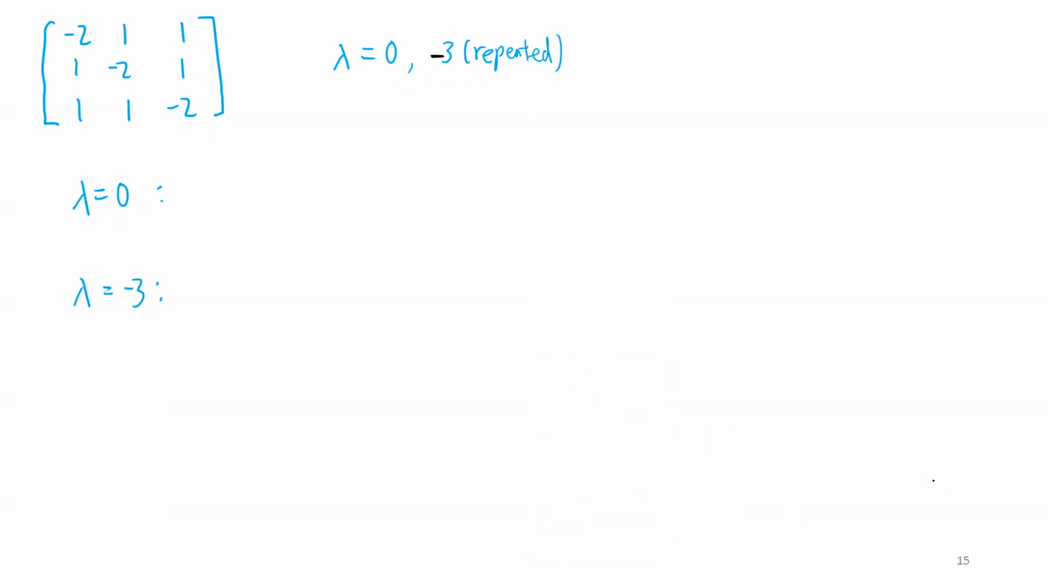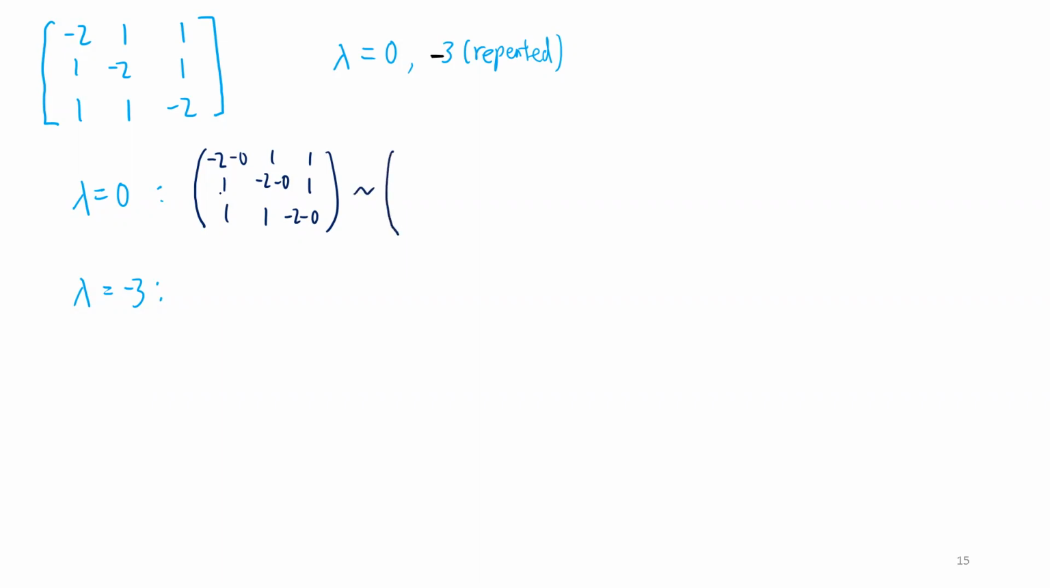Okay, so let's try lambda equals 0 first. The coefficient matrix that we have: there is minus 2, the lambda is 0 so minus 0, 1, 1, 1, minus 2 minus 0, 1, 1, 1, minus 2 minus 0. So this is the coefficient matrix of your system. Then Gaussian elimination.